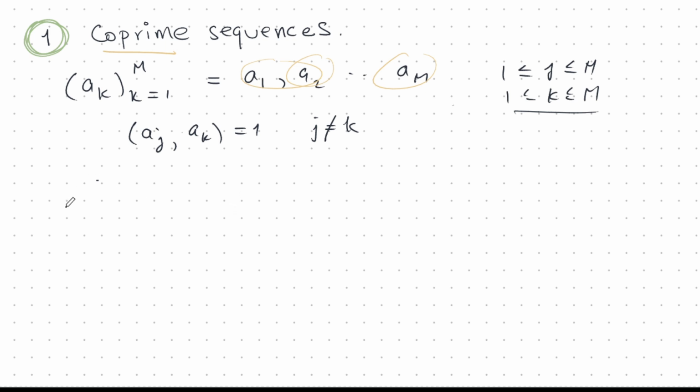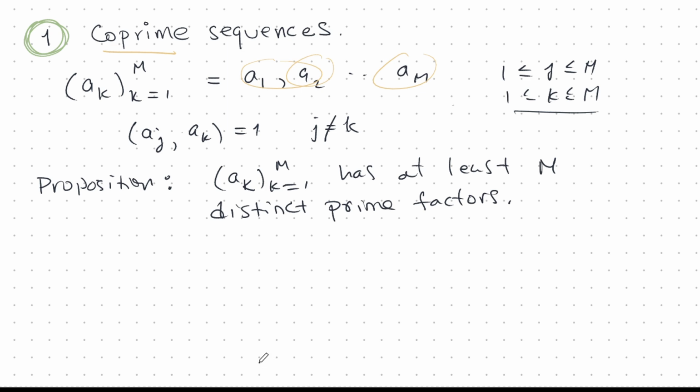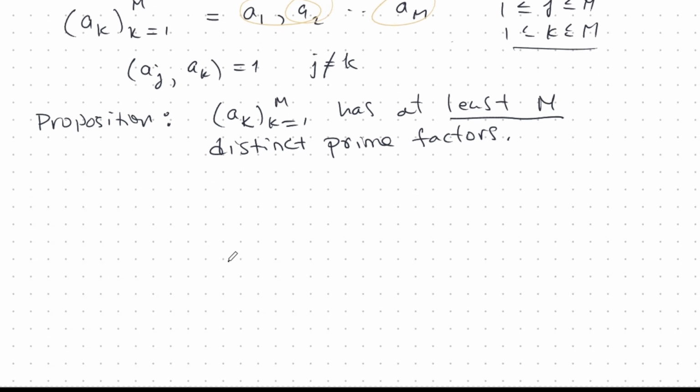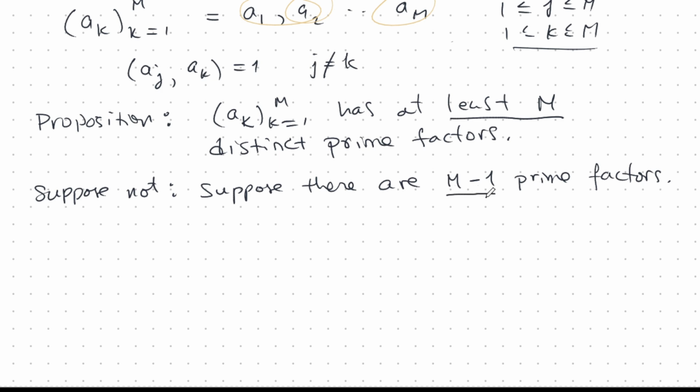So here's a proposition. If we take all of the numbers in this sequence and look at them, these numbers must have in all at least m distinct prime factors. So let's prove this by contradiction. Let's assume it's not true. So we will suppose there are m-1 prime factors. Let's represent the primes by a box, and we'll represent the elements A_j like this as a dot, like so. And we're going to fit a dot into a box if p divides A.